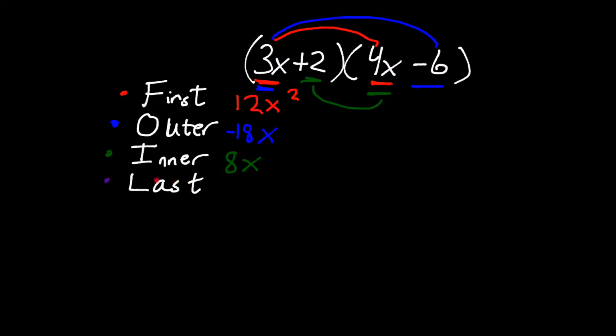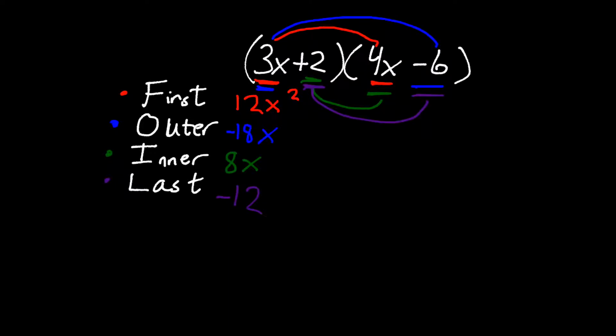Now we need our last terms. So how am I going to get this bottom claw or crab claw, just like we have one up top? Hopefully you'll say that our last terms are 2 and negative 6. So we will multiply 2 times negative 6, and we get negative 12.